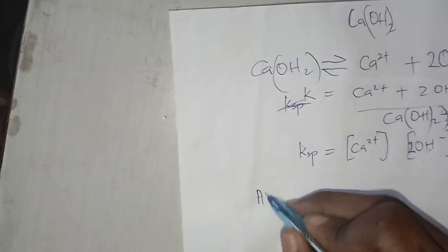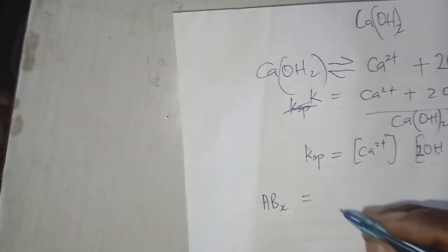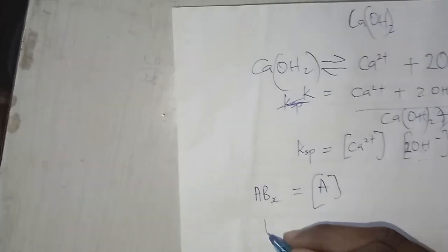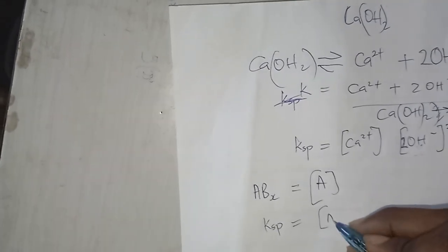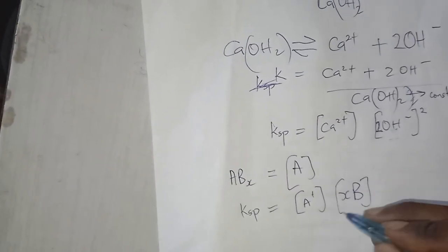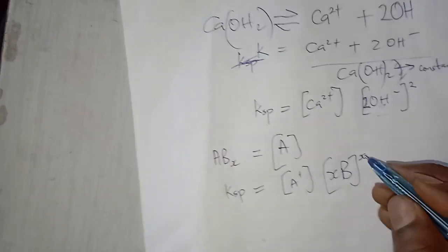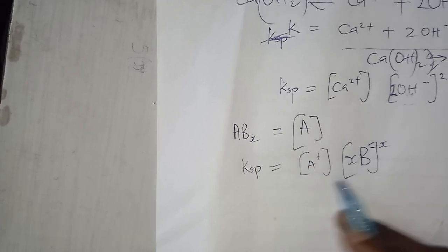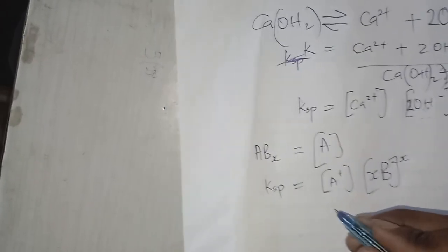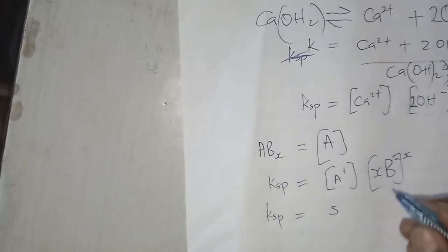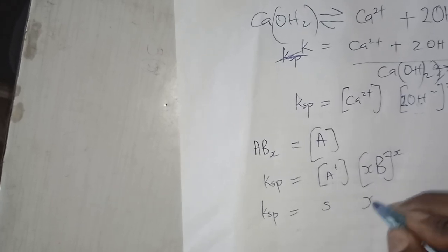So if I have A, B, X, it's going to be the same thing as saying KSP is A plus, then XB raised to X, minus. So this is what you calculate for the solubility product. While assuming I am given KSP and I want to calculate the solubility, I'll simply call this S. Then because this one has X here, I will call it XSX.